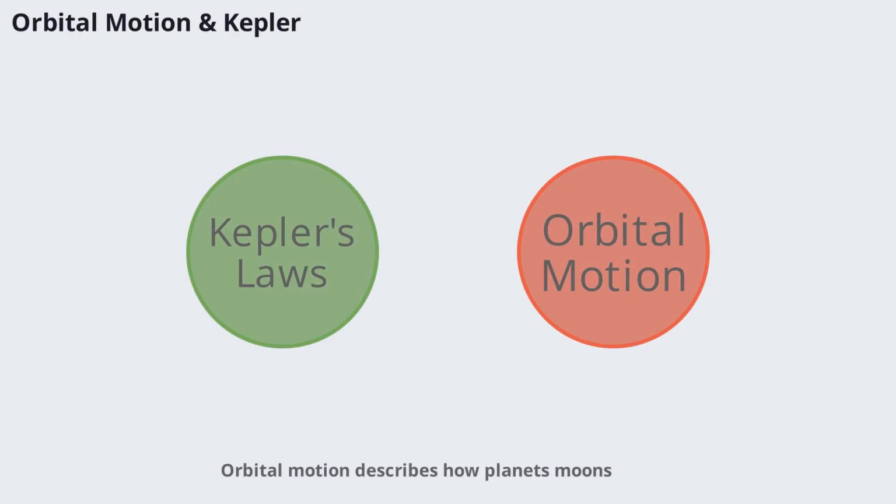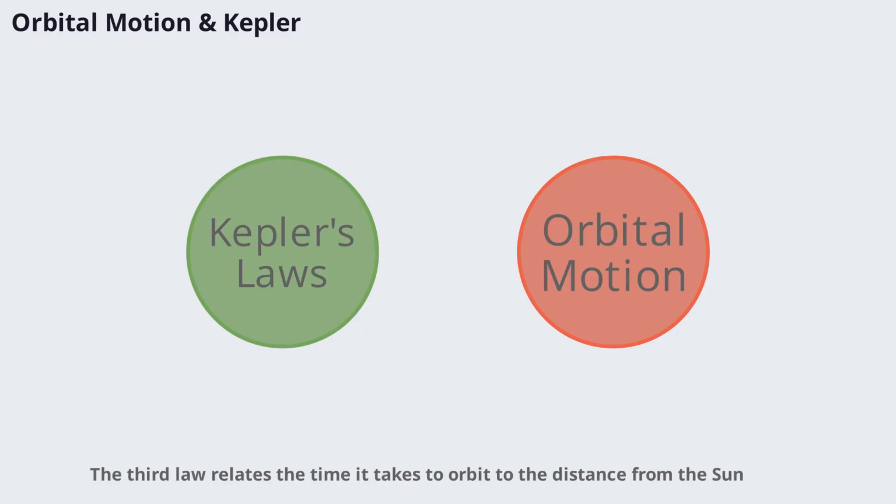Orbital motion describes how planets, moons, and satellites move around larger bodies due to gravity. Johannes Kepler formulated 3 laws that explain these motions. His first law states that orbits are ellipses, not perfect circles. The second law explains that planets move faster when closer to the sun. The third law relates the time it takes to orbit to the distance from the sun.